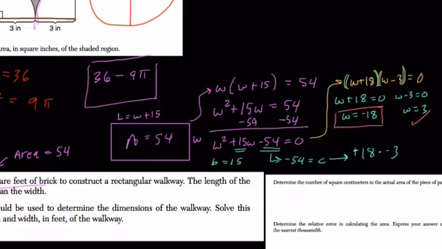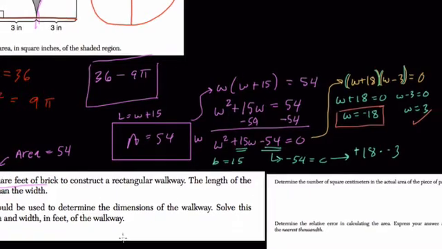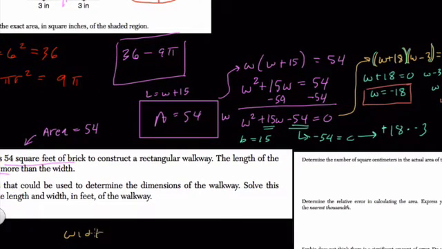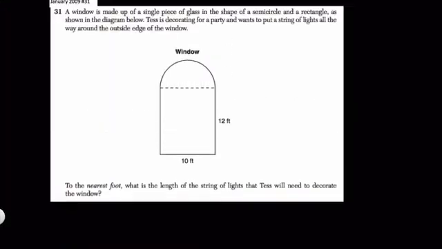That wouldn't make sense, but we can use a positive result, so we use this one. So our width is 3, and our length is, let's see what it says. Oh, here it is. The length is the width plus 15. So if the width equals 3, the length equals 18, which is the 2 factors we found here. Okay.